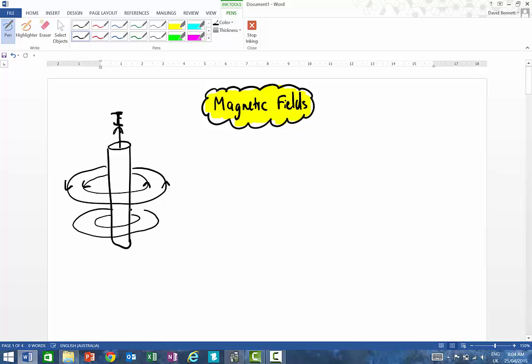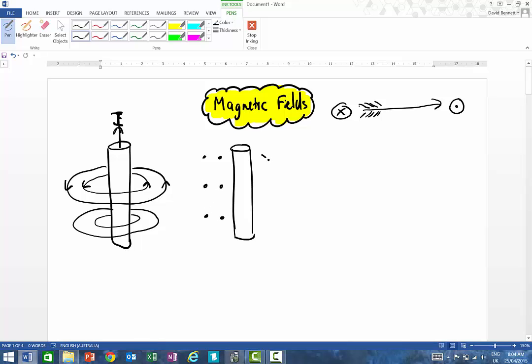Alright, so an easier way to represent that, as we learned about last year, for my current carrying wire here, is that we'll use the concept of an arrow. An arrow has a pointy end and has fins at the end. So that end's going to be like a cross, this end's going to be like a point. So if it's coming out, you'll see the points. So that's what we've got over here. We'll see our points over here and so on, and over here we'll see our crosses.